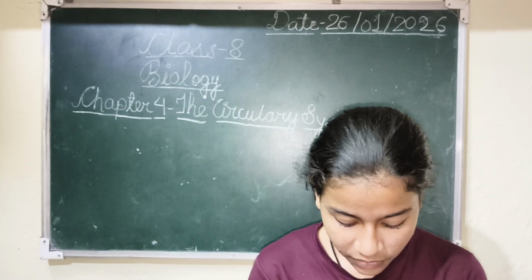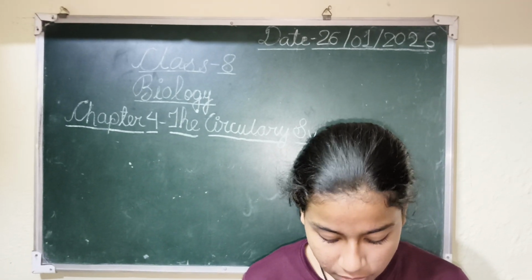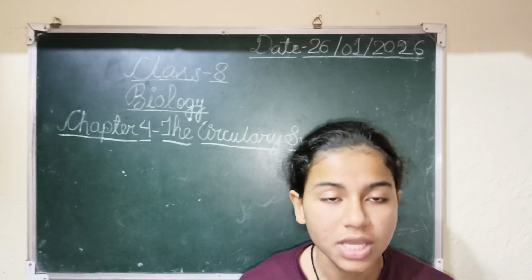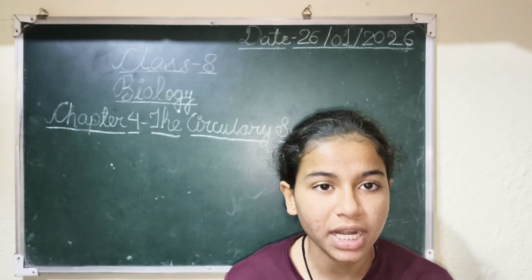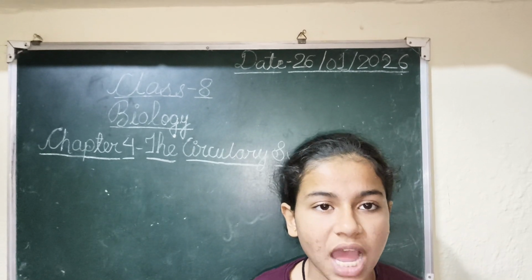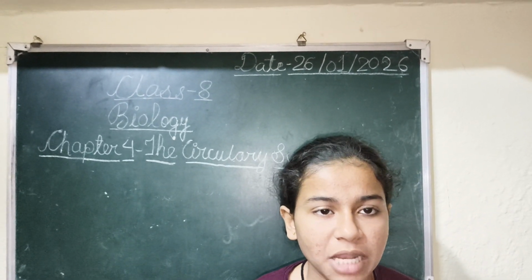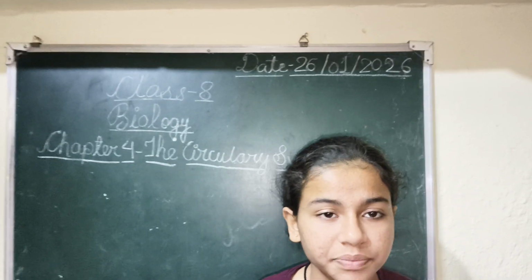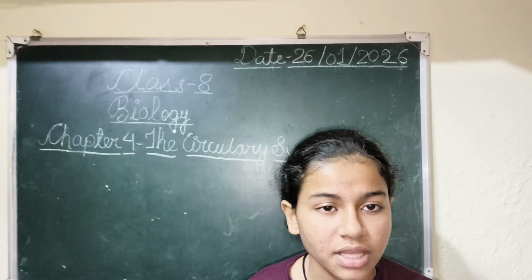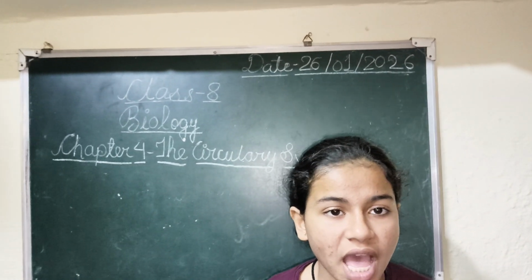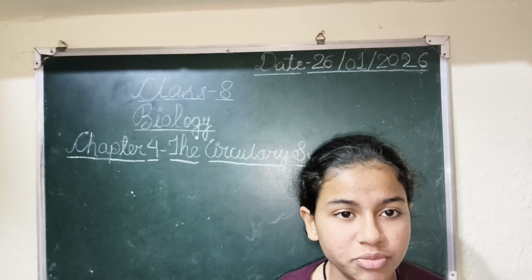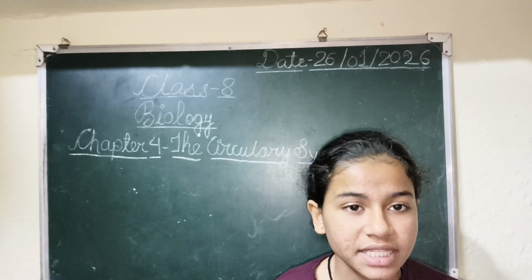Then write some common diseases of the heart. Some common heart diseases are: first, heart attack; second, palpitation; third, cardiac arrest; fourth, hypertension; and fifth, high blood pressure. So these are some of the heart diseases.